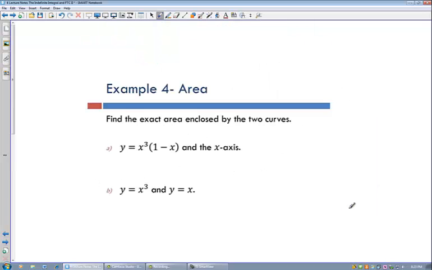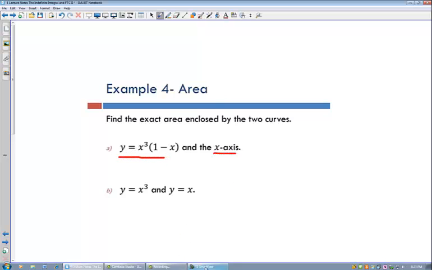All right, the second thing we want to do using the fundamental theorem of calculus is try to find the area between two curves. And so we're going to do 2 problems. We want to find the exact area, which means you need to do this by hand. And so the first problem is going to be relatively simple. We want to find the area between these 2 curves.